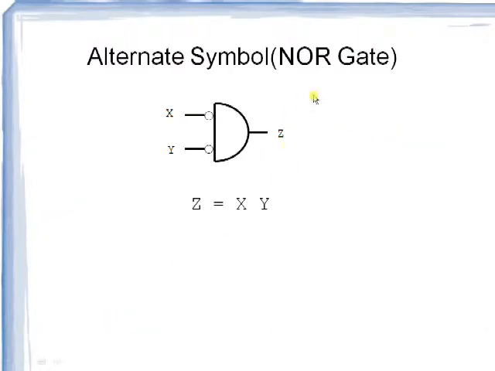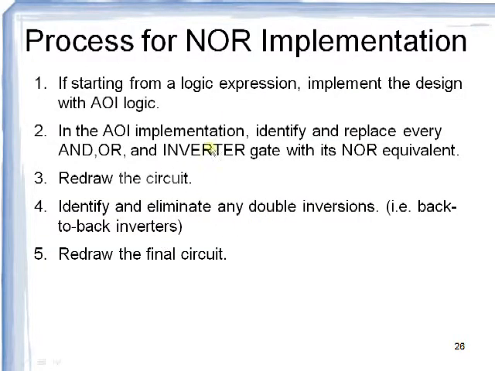Now this is the alternate symbol which is used for representing the NOR gate, with inverted inputs. You will get Z equals X bar Y bar. Now the process for NOR implementation: how to design or realize any kind of Boolean expression only with the help of NOR implementation. Again we have to follow the similar procedure which we have seen for NAND gate.